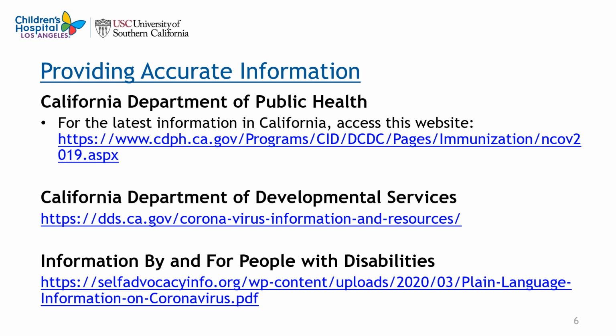Another resource for providing accurate information comes from California Department of Public Health, where you can find the latest information in California. California Department of Developmental Services also has information on their website on coronavirus and resources. There is also a website dedicated to information by and for people with disabilities, and that's the website selfadvocacyinfo.org, and that has information on coronavirus in plain language, and that will be also very useful.